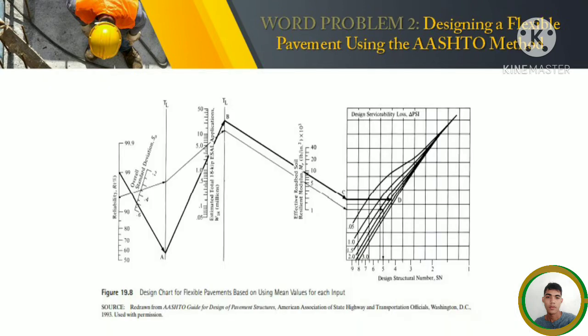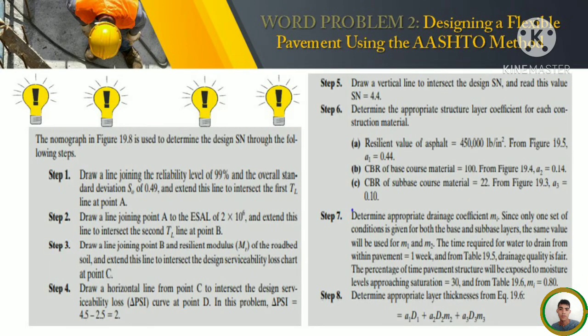So we have here a graph or a nomograph. This is the design chart for flexible pavement based on using mean values for each input. This nomograph will be used later on for our solution. Here is the step-by-step process to arrive at the answer. The nomograph in figure 19.8 is used to determine the design SN through the following steps.